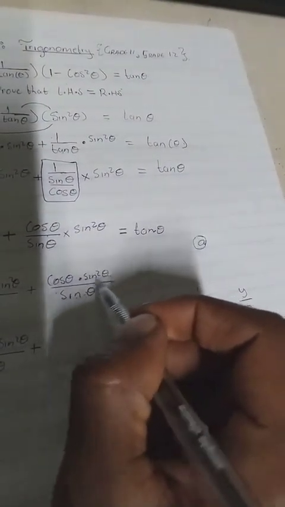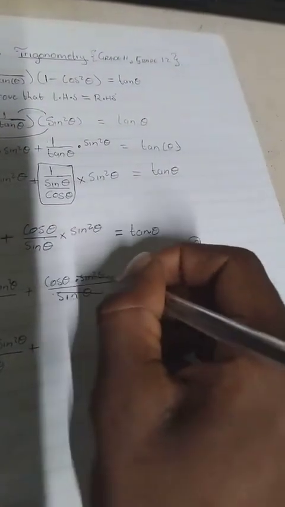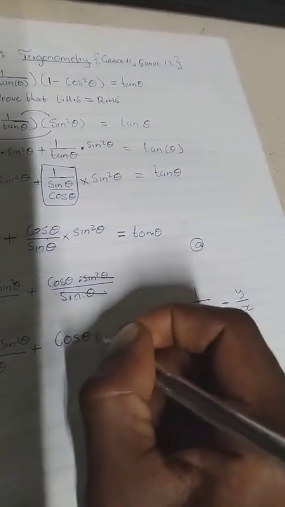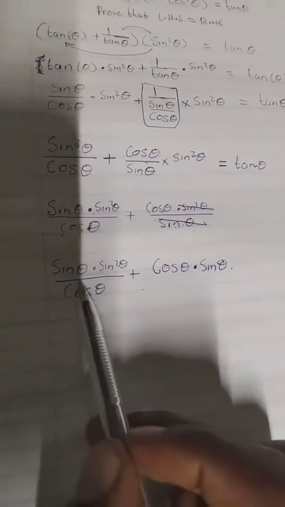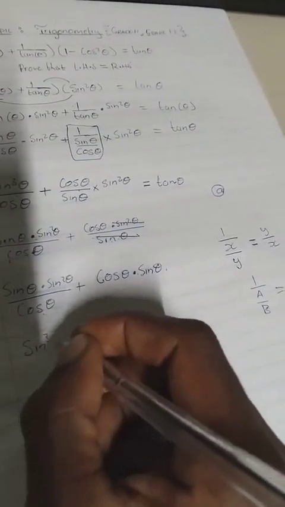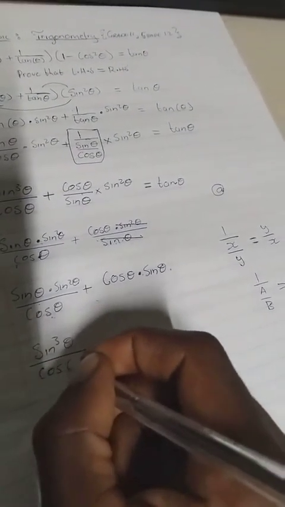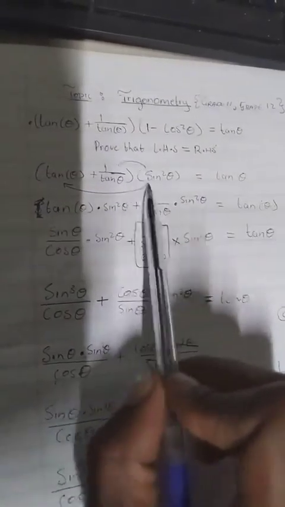As I'm cancelling out this theta and that theta, I'm going to have cos theta multiplied by sine theta. So let's rewrite our thing. Let me just put this back because it was unnecessary for me to do this. Sine cubed theta over cos theta. Guys, remember, I'm proving that this is going to be equal to tan theta. Don't get confused.